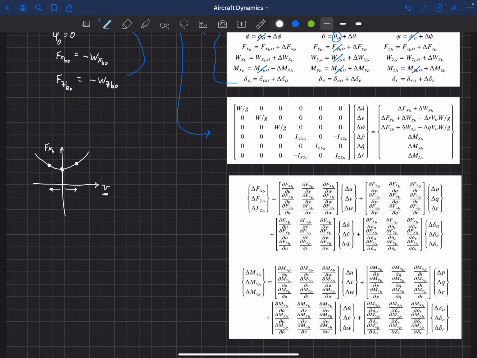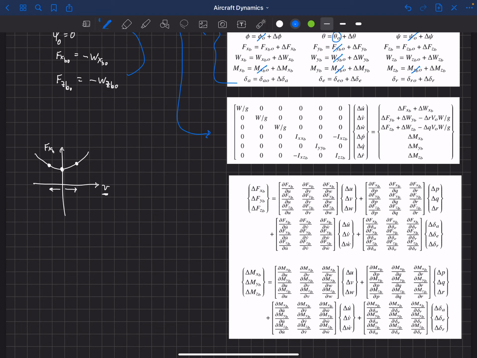And so when we take the derivative of fx with respect to v at our nominal condition, the derivative there is actually 0, okay? And so on the basis of symmetry, we can drop out a bunch of these terms, and then there are also some that I can also point out.